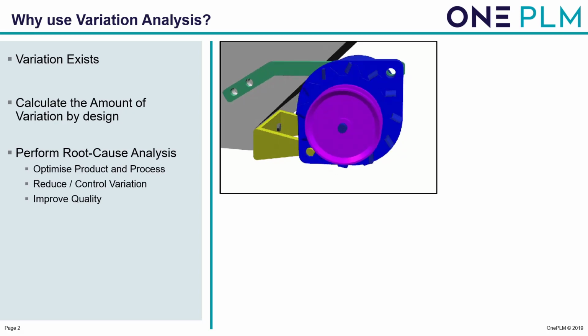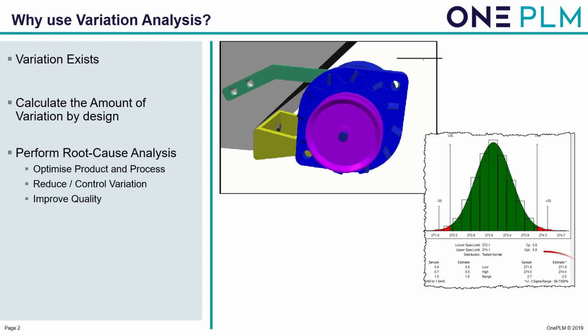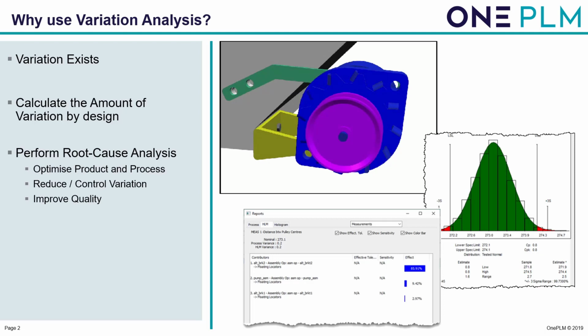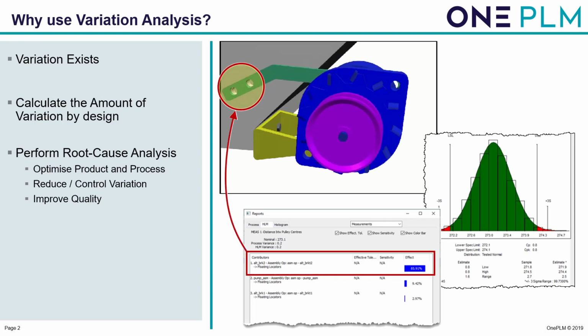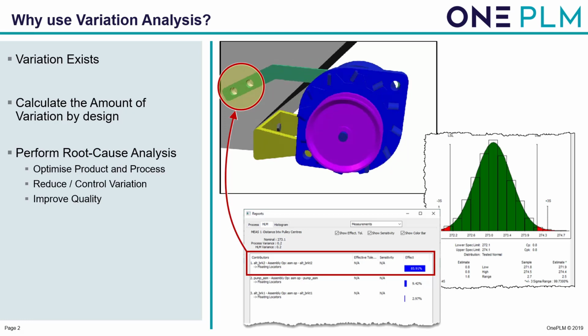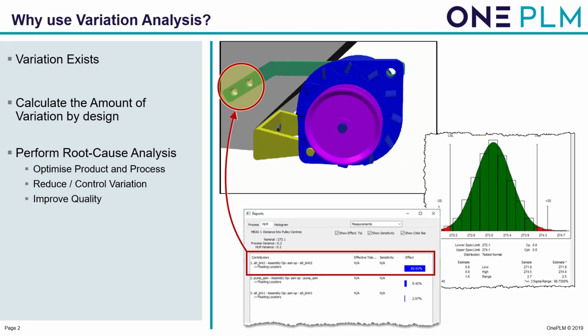VisVA is the tool we use to calculate how much variation we should expect to see in our assemblies by design, based on the parts we have and the assembly process. In addition, the software also tells us what is causing the variation so that we can focus on those elements which contribute the most and see if it's possible to optimize them, to reduce or at least control the variation and improve quality. And as a benefit, this can all be done virtually.